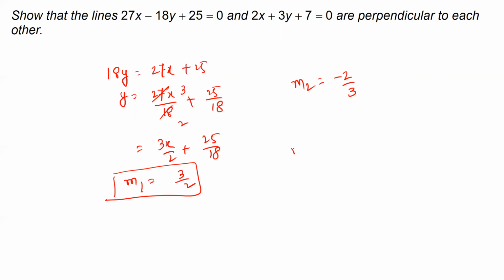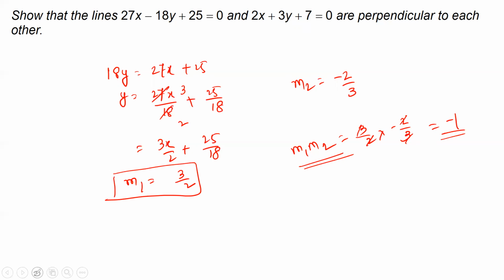And if you multiply these two, what do you get? m1 m2 is equal to 3 by 2 times minus 2 by 3. 2 and 2 cancel out, 3 and 3 cancel out, you are left with minus 1. So you can see that the product of their slopes is actually minus 1, and hence the lines are perpendicular to each other. So this is the proof that if you can show that the product of the slopes is minus 1, then you can conclude that the lines are perpendicular.